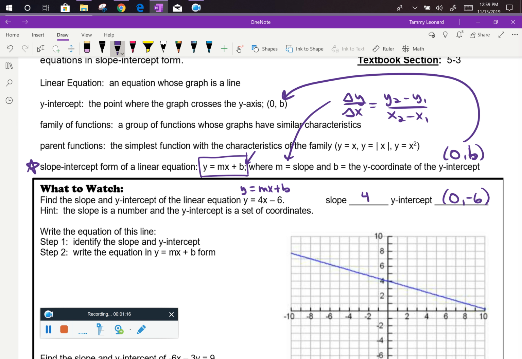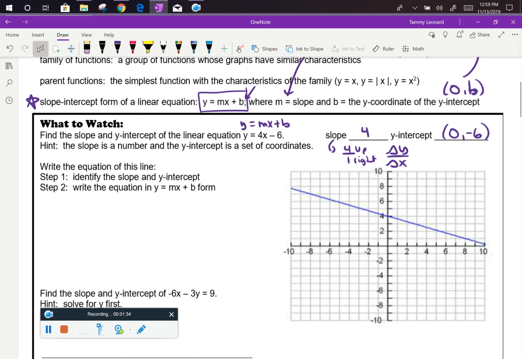Now it really helps when I think of the slope as being 4, I want to remember that I can write that as 4 over 1. In other words, 4 up and right 1 when I think of it as a change in y over change in x.